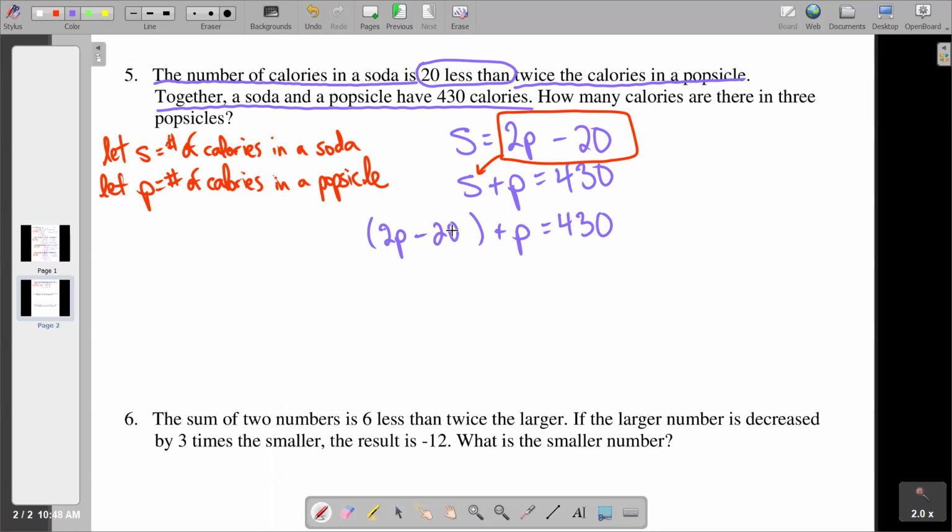And yet again, we find ourselves using skills that should not be difficult. It's why we learn the skills before we do the word problems. If you put your P's together, a 2P plus a 1P makes 3P's. If you add the 20 to the other side, 430 plus 20 is 450. Divide 450 by 3 and you figure out that P is, what's that?